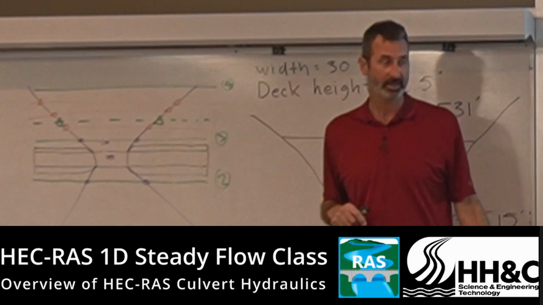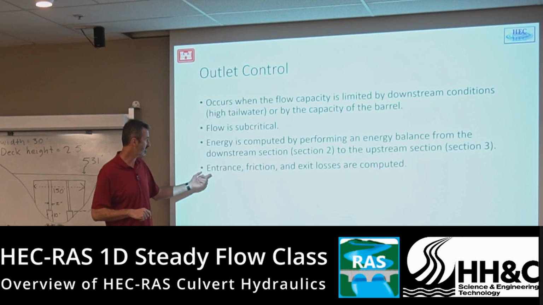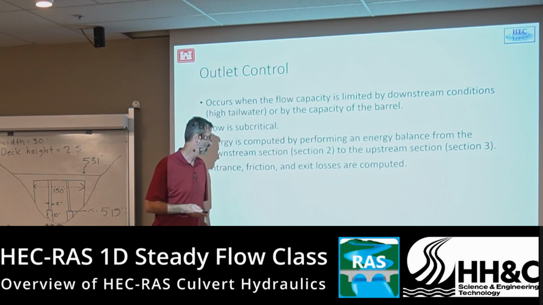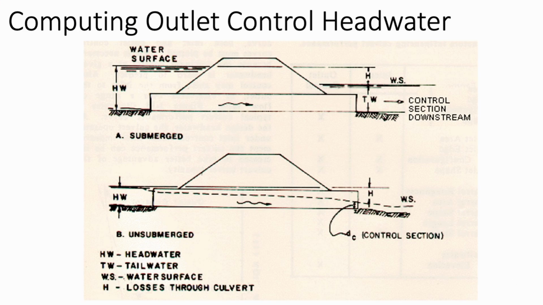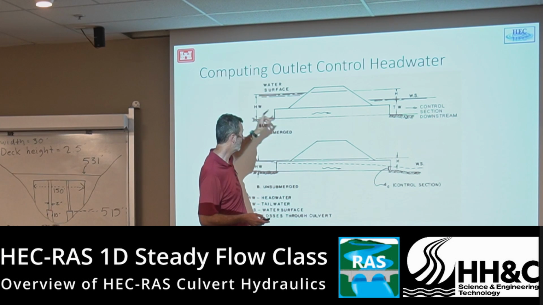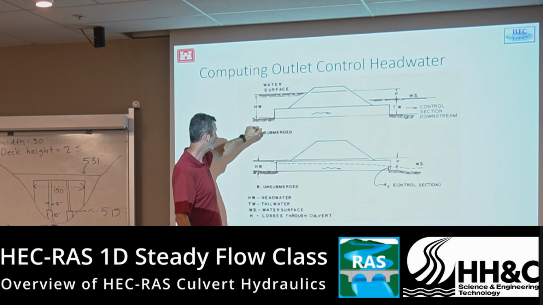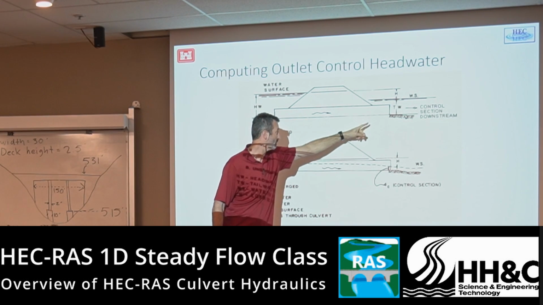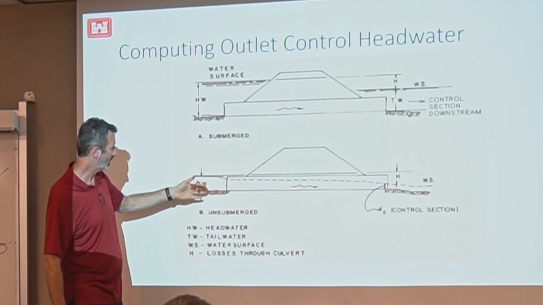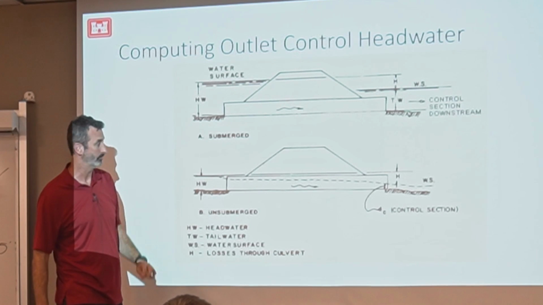And we're going to break that down into 3 parts: entrance, friction, and exit loss. They are computed, and we'll see how each one of those is done. This is what the various scenarios look like. Here's the one where it's full flow. It's submerged in both headwater and tailwater, full flow. And that one requires really simple calculations because we compute one energy loss for the whole length of the culvert, whereas in this one, we're actually going to do a profile through it.